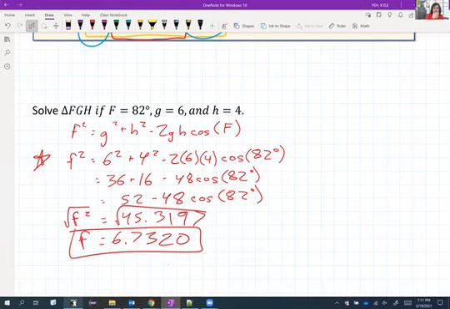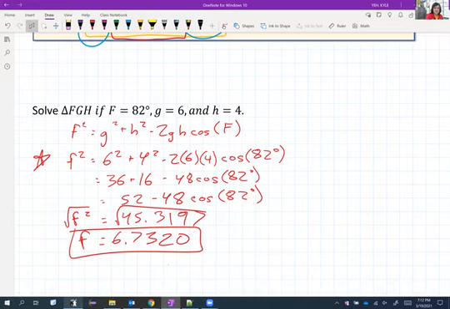What I want you to notice here is, why did we need law of cosines? Why could we not use law of sines? Law of sines is, I mean, sine A over A equals sine B over B. It's familiar. We didn't have a perfect pair. We had angle F, but not side length F. We had side length G, side length H, but not their angles. This is where law of cosines becomes really handy.